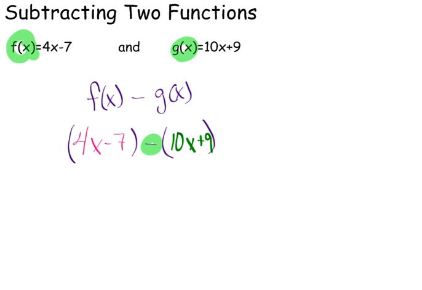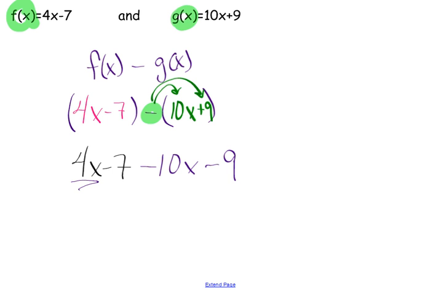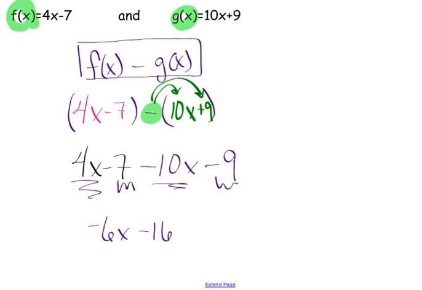Now, we have to be very careful of this subtraction symbol here. We have to distribute that subtraction symbol into both parts of Grover. So, with that said, I've got 4x minus 7, no distribution needed there, minus 10x minus 9. I'm going to collect like terms. 4x minus 10x gives me negative 6x. Negative 7 plus negative 9 is going to give me negative 16. So f of x minus g of x is equal to negative 6x minus 16.